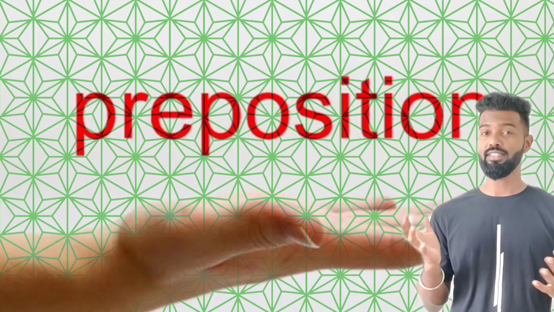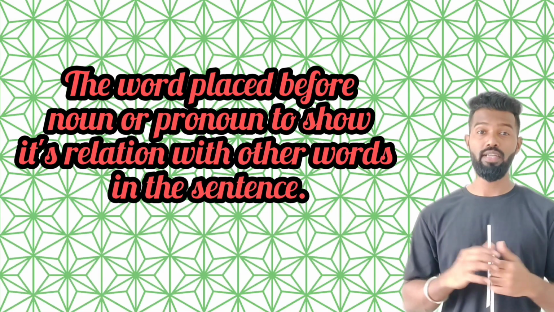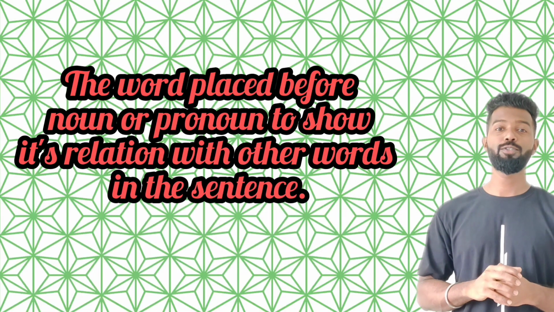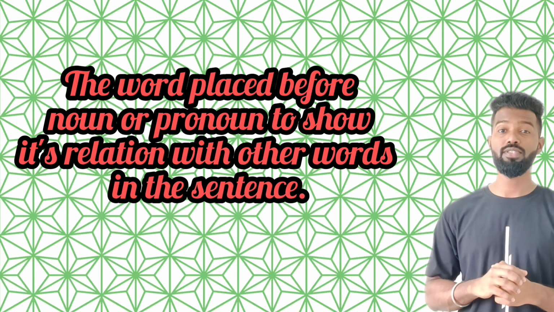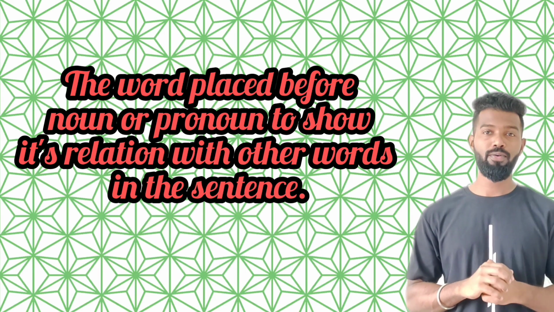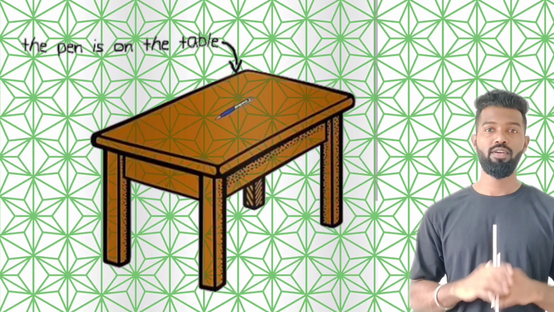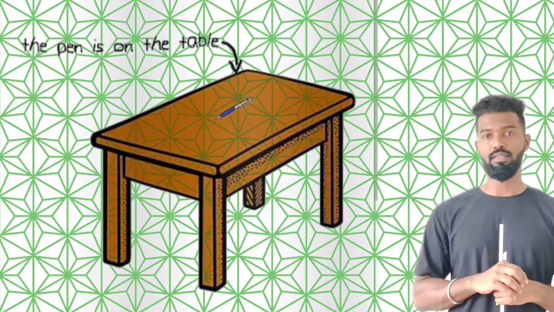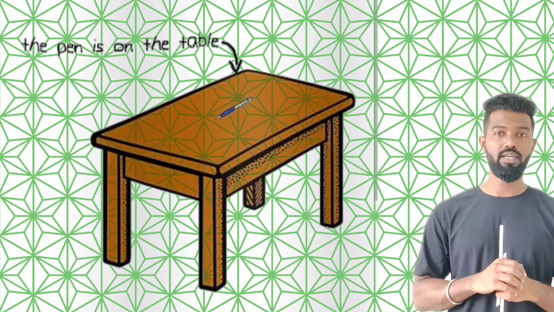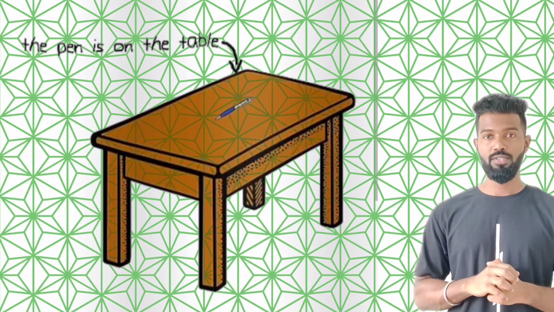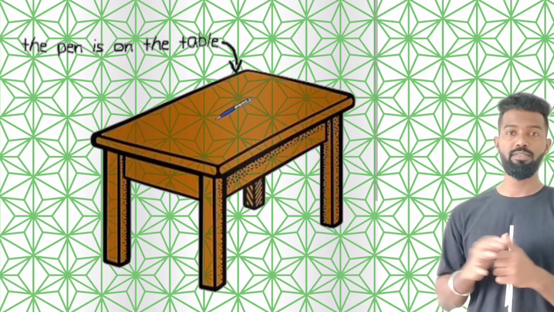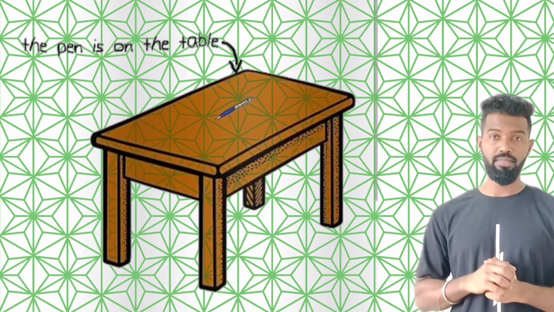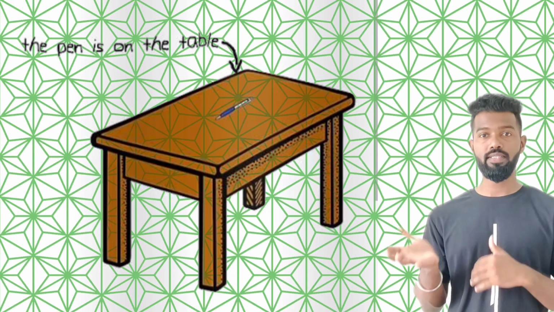Okay, a preposition means the word placed before a noun or a pronoun to show its relation with other words in the sentence. For example, I could say, the pen is on the table. Here, pen is a noun as well as the table is a noun. So here we want to show the relation between pen and table. So the pen is on the table.